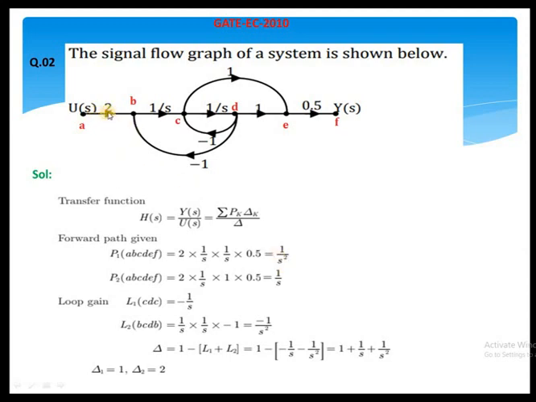What about the second forward path? 2 into 1 by s into 1 into 0.5. That will give 1 by s. So the 2 forward paths give these values. What about the loops which consist of feedback, the return paths? We have 2 return paths here. So there is a possibility of 2 loops here.